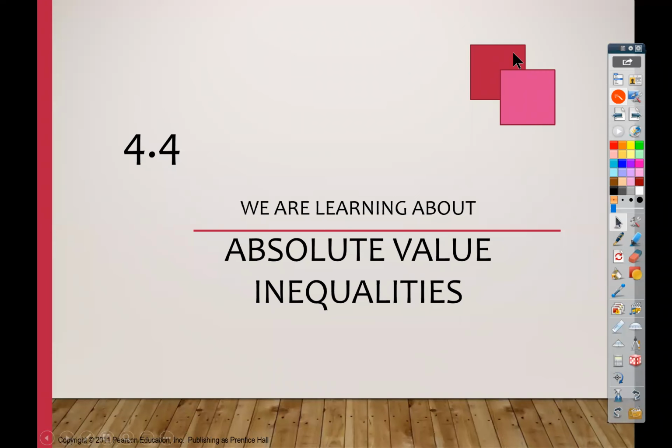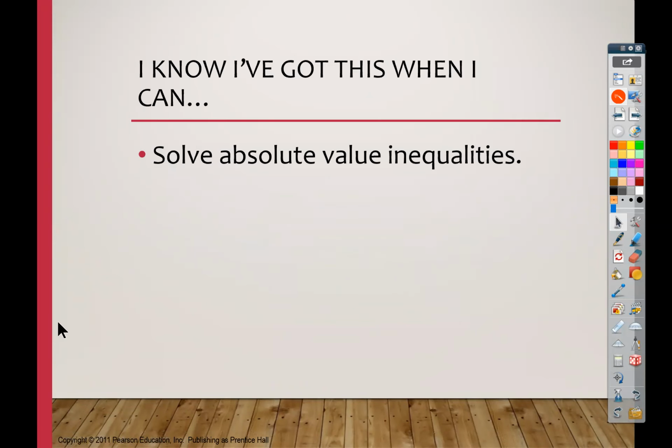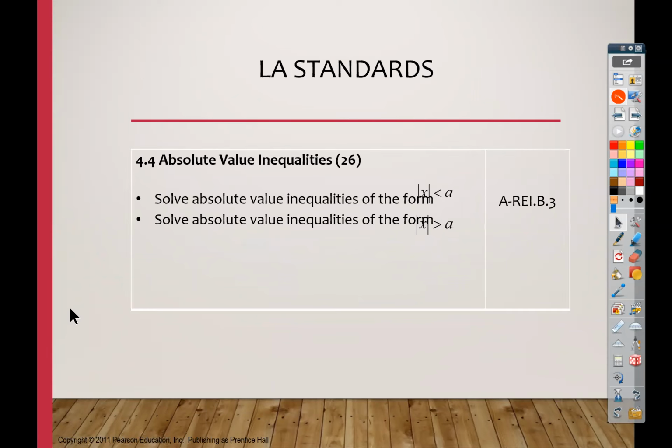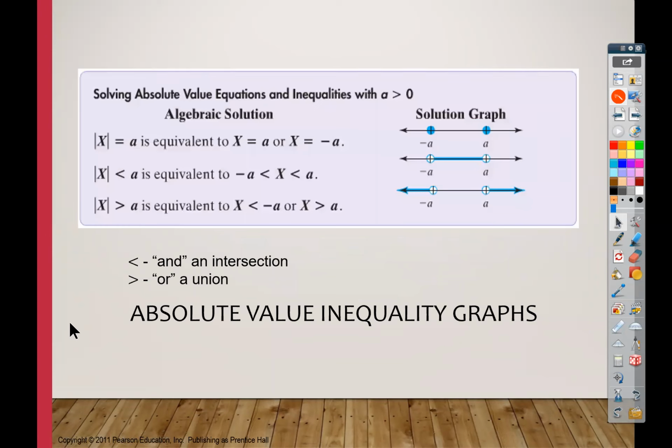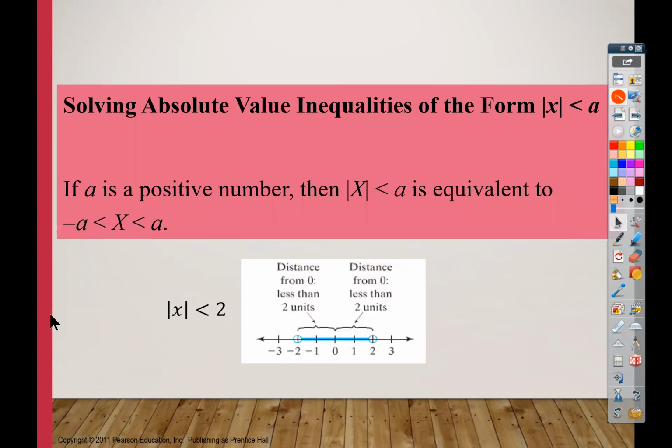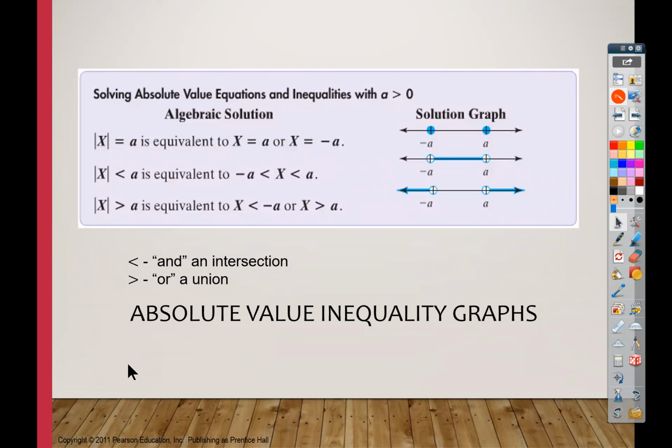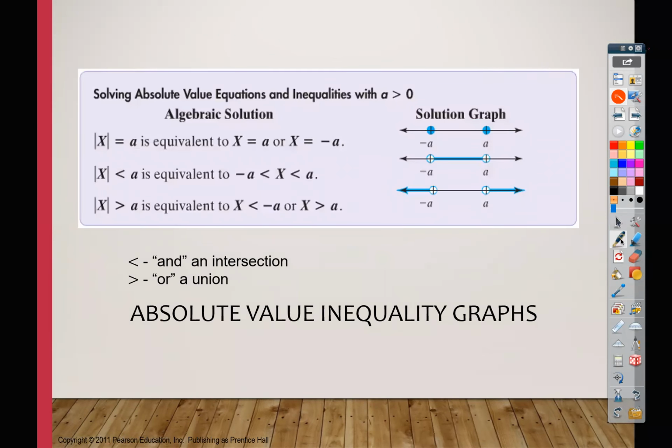Hi, we are learning about absolute value inequalities today. So I know I've got this when I can solve absolute value inequalities. The big thing that's important on this side is if it has less than, it's "and," an intersection. If it is greater than, it's "or," a union.